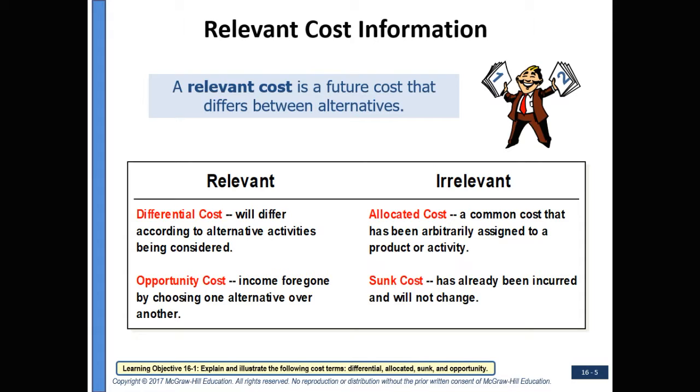A relevant cost is a future cost that differs between alternatives. Relevant costs are differential costs that will differ according to alternative activities being considered. Opportunity costs represent income that is foregone by choosing one alternative over another. Irrelevant costs are allocated costs. They are common costs that have been arbitrarily assigned to a product or an activity. And sunk costs are costs that have already been incurred and they're not going to change.